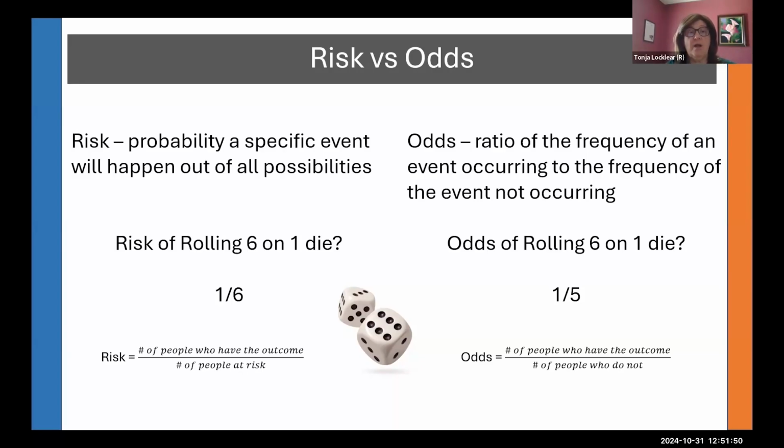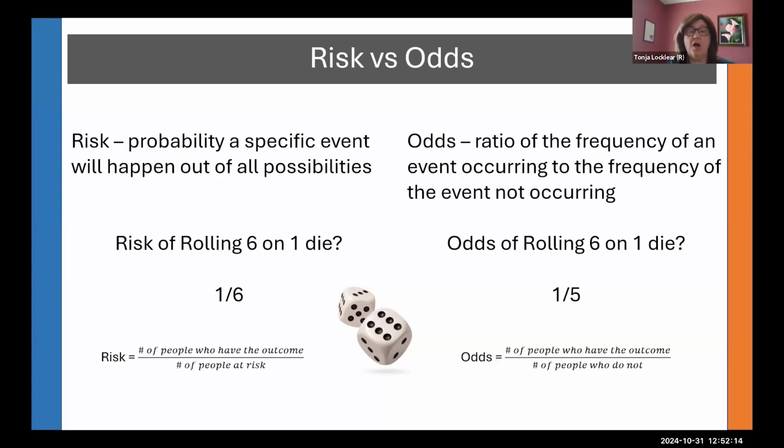The odds ratio, however, is the ratio of the frequency of the event occurring to the frequency of the event not occurring. So the odds of rolling a 6 on a die are 1 to 5. You have 1 chance of rolling a 6, and you have 5 chances of not rolling a 6. So that's the difference between the risk versus the odds of something happening.